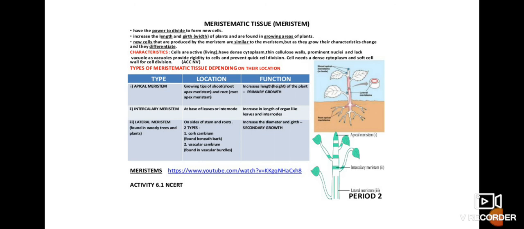So in our next video, we shall be proceeding with the permanent tissues and their types alongside location and function.